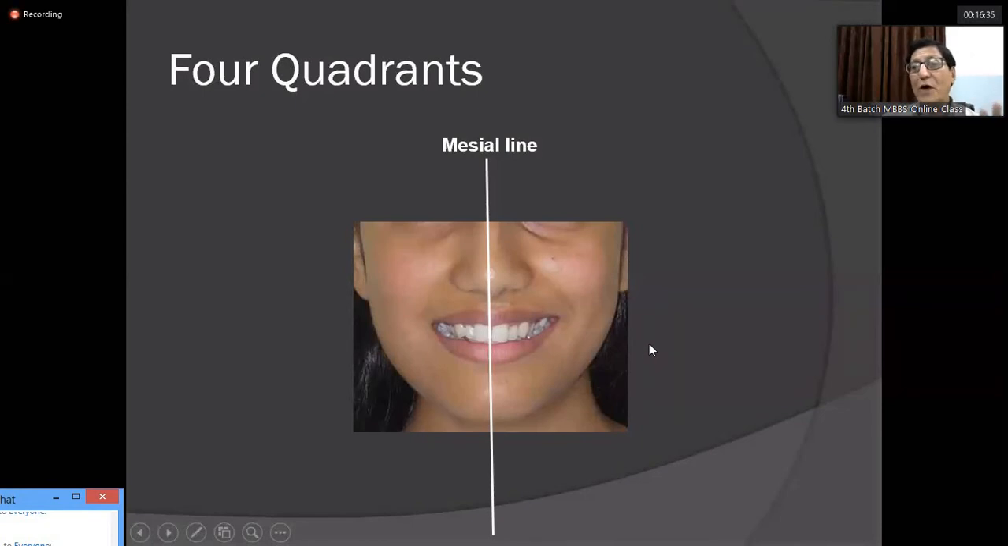See, you have to understand these things. This is very, very important because this is very useful for you afterwards when charting down the conditions or diseases of the teeth. So this is the medial line.